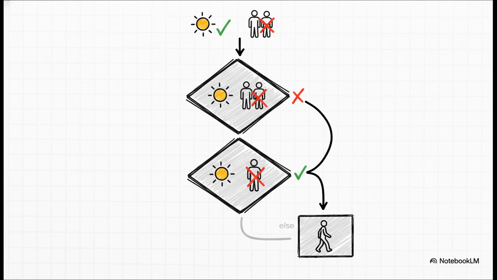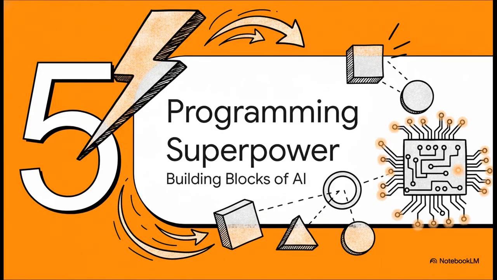And since friend_is_free is false, not friend_is_free is true. So we have true and true. Ding, ding, ding, we have a match. The program will print, nice day, I'll go for a walk alone. And because it found a path that worked, it completely ignores that final else statement. Its job is done.